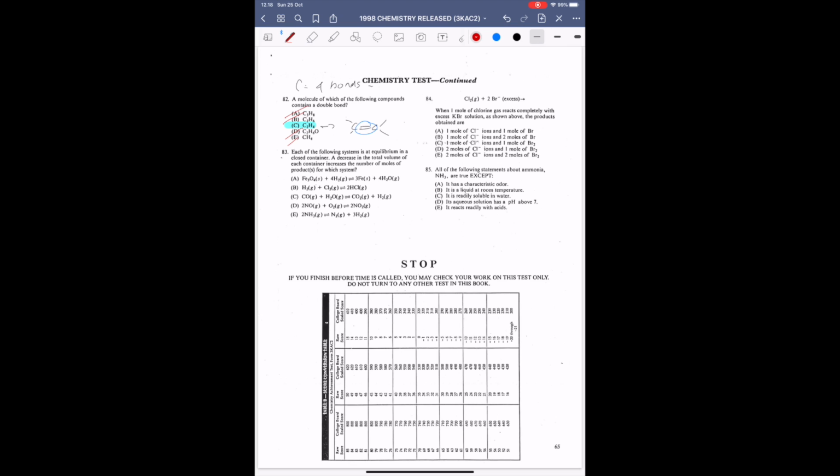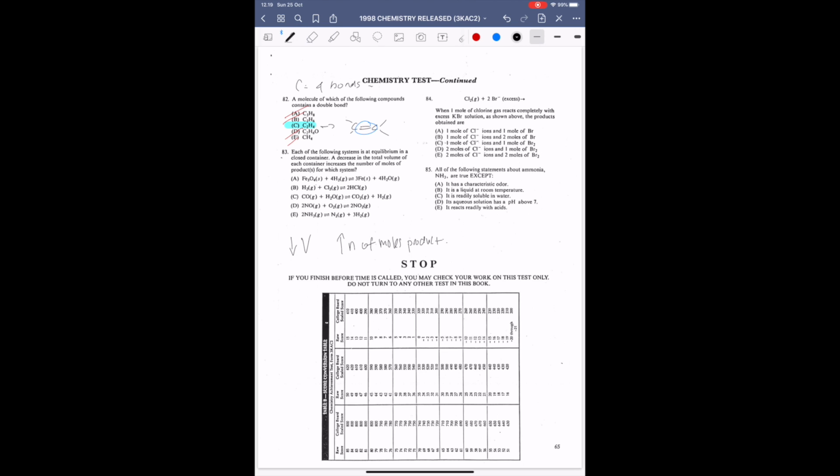83. Okay, it says the system is at equilibrium in a closed container. A decrease in total volume of each container increases the number of moles of products for which system? So it's saying that if you decrease the volume, it increases the number of moles of the product. So according to Le Chatelier's principle, if you decrease the volume, the reaction will shift toward the side with fewer moles, right?